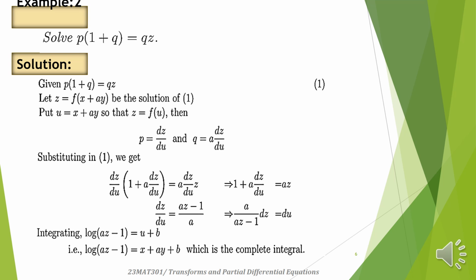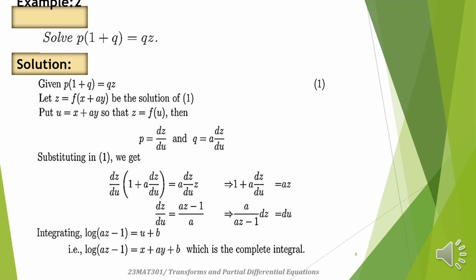Next, I'll reshuffle the things with dz and du on one side, so that a dz by du remains here. When this 1 from the left side goes to the right side, it becomes az minus 1, and to keep dz by du on one side and the others on the right side, I'll keep it as dz by du is equal to az minus 1 divided by a. Now I have to take all the things from the left side and the right side properly. So a by az minus 1, because on the right side it is az minus 1 divided by a. When it comes to the left side, it becomes reciprocated. So on reciprocation, it becomes a by az minus 1 into dz is equal to du.